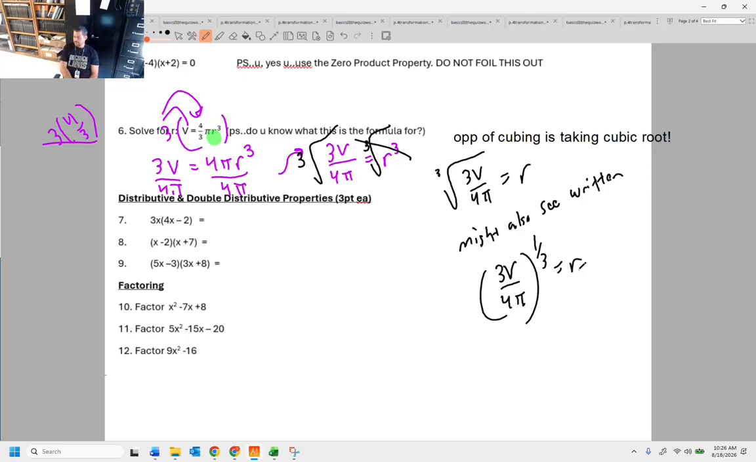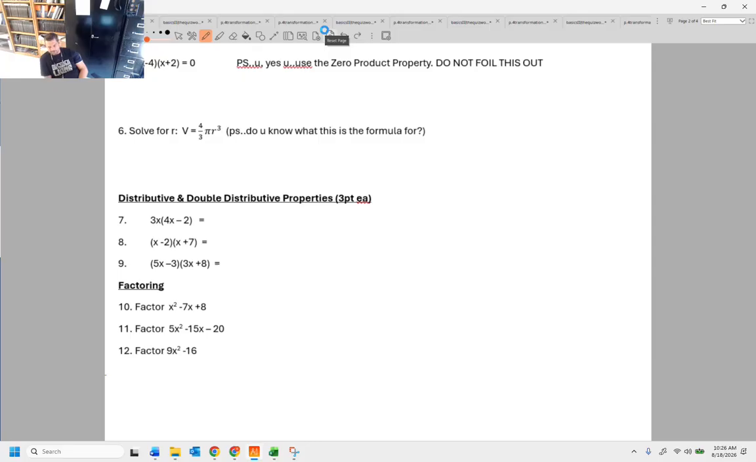Anywho, moving on to 7, 8, 9, 10, 11, 12. 7, 8, 9 kids historically do well. It's here for those who just never quite figured out Algebra 1. This is called the distributive property. We distribute a 3x into both pieces. That's done through multiplication. 3 times 4 is 12. x times x is x squared. Always has been, always will be. 3x times -2 is -6x.